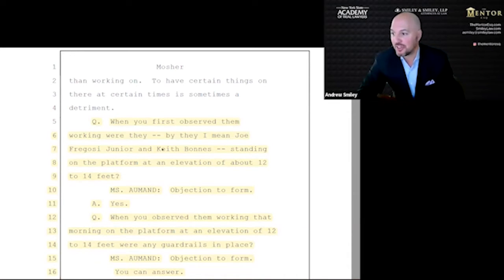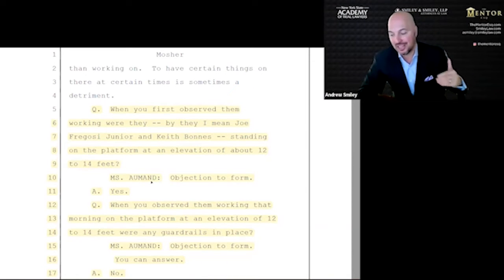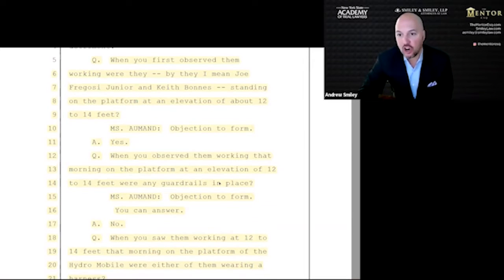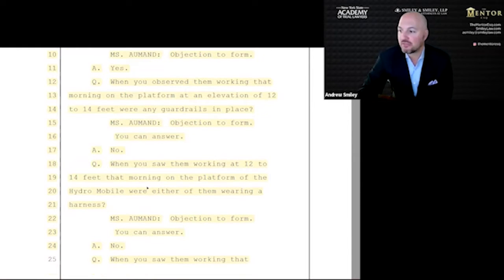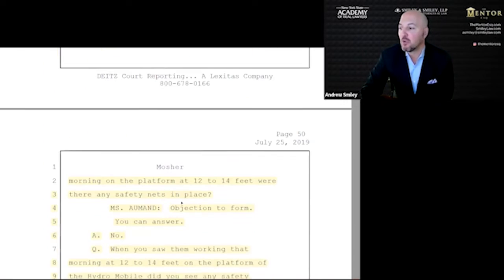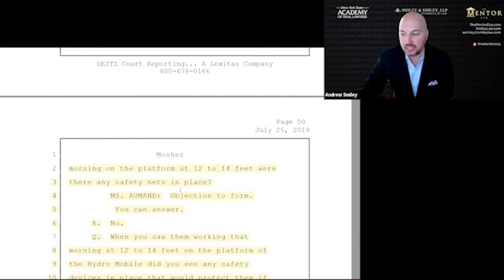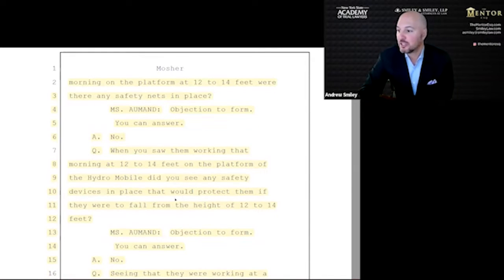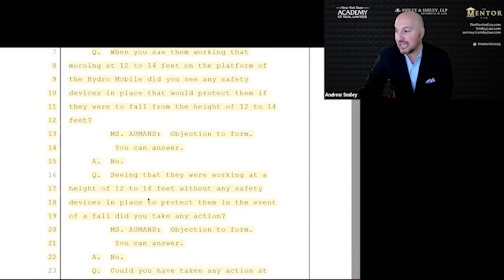And here, when you first observe them working, by that I mean Joe Fregosi Jr. and Keith Bonet, they were standing on a platform at an elevation of 12 to 14 feet? Yes. All right, so now I'm establishing the height that I need. And were there any guardrails in place, I asked them. Answer, no. When you saw them working at 12 to 14 feet on the platform, were they wearing harnesses? No. When you saw them working that morning, were there any safety nets in place? No. Okay. Did you see any safety devices that would protect them if they were to fall from 12 to 14 feet? No.